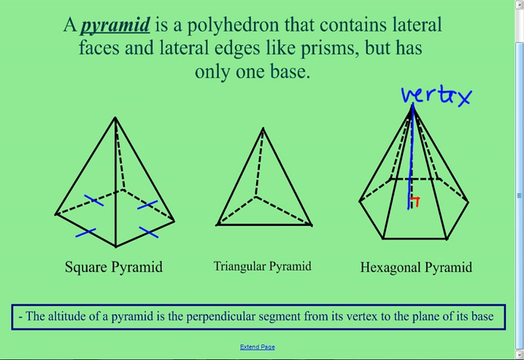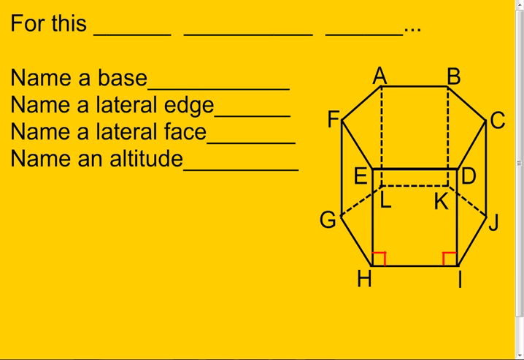So if it's tilted, in one of my pictures it will be tilted, the altitude will actually lie outside of the pyramid. But for most of our problems, this altitude will drop right down there into the center of that triangle. Okay, there you go. Let's name these. Now, I don't think it's a problem to name a base, those four, but what do you call this?